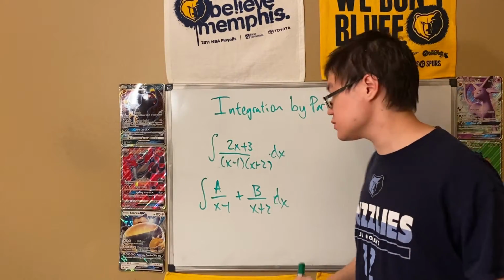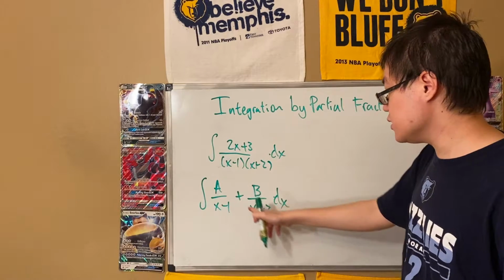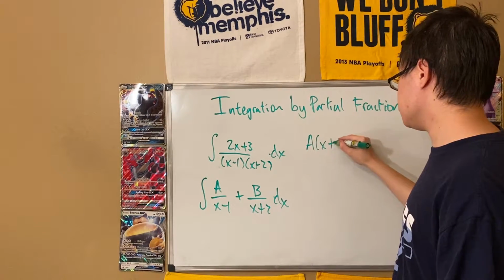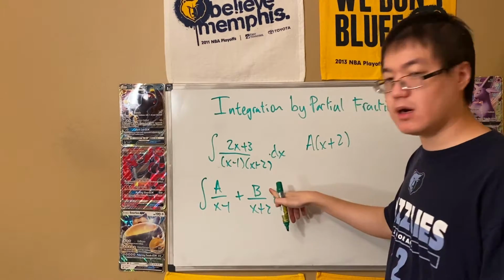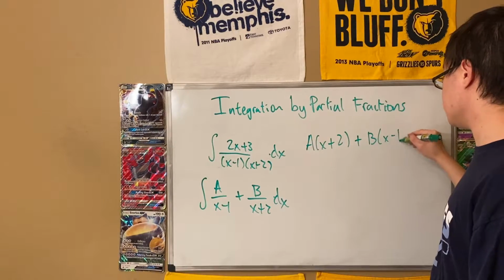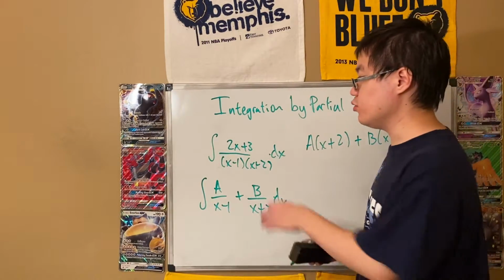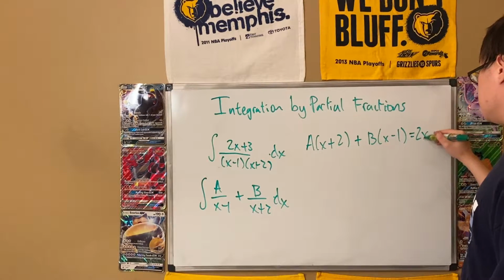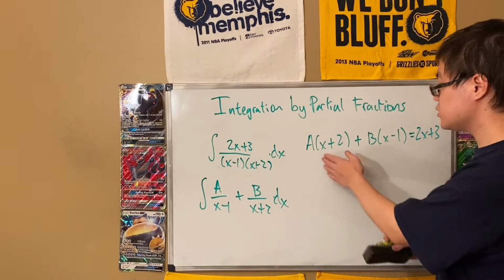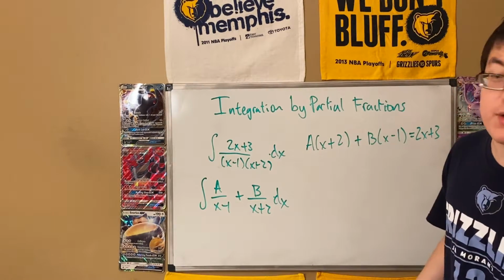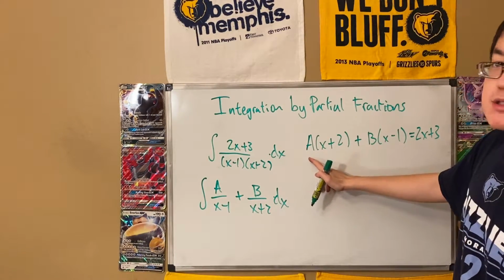So let's see how this works. Basically what you're going to do is cross multiply this, a times x plus 2, and then cross multiply this one, plus b times x minus 1, and you set it equal to your original numerator, which is going to be 2x plus 3. This equation will allow me to form a system of equations that will allow me to solve for a and b.